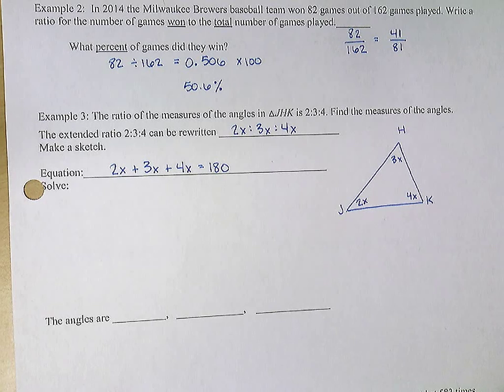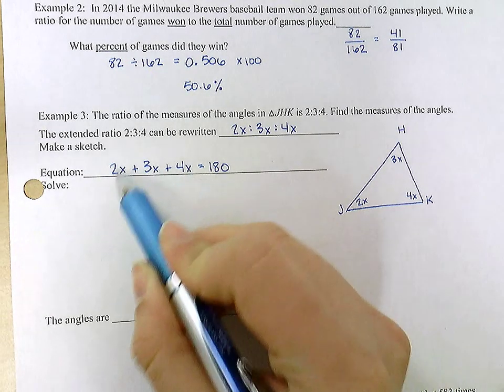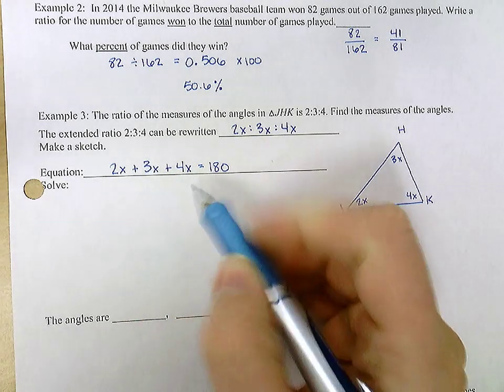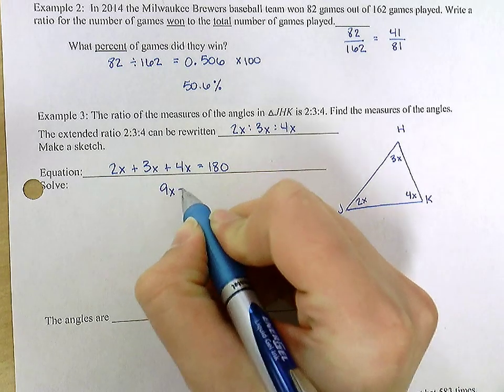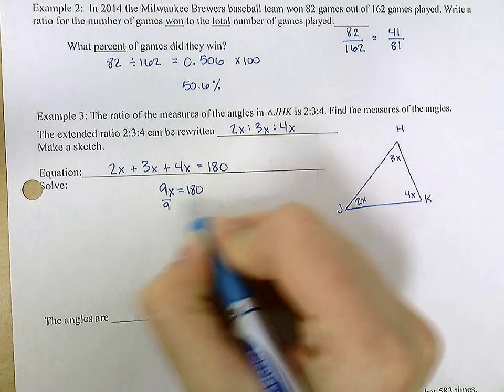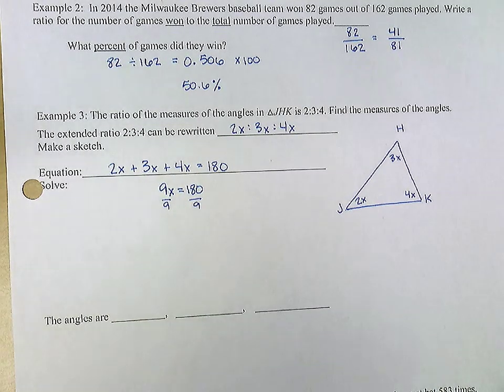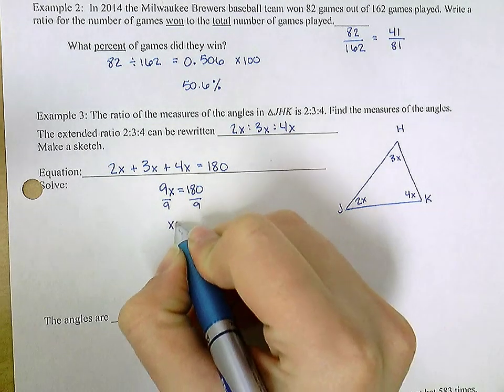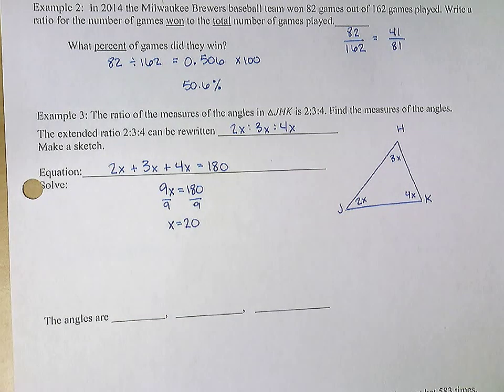From here, I just need to solve that equation. So I'll combine my like terms here. So I get 9x is equal to 180. Divide both sides by 9. And x will be equal to 20.